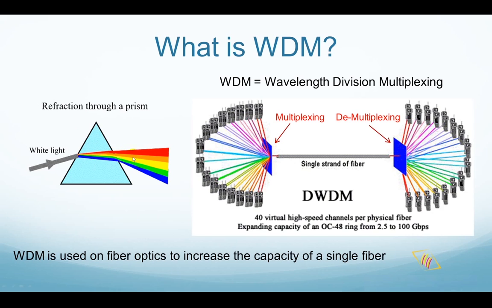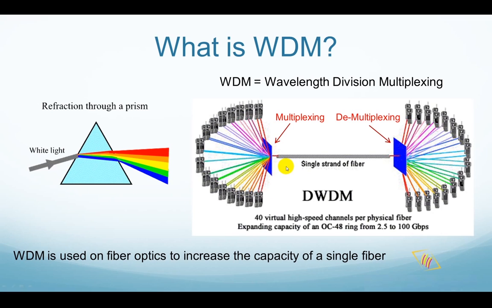into individual colored light beams by a prism, as shown in this picture. Vice versa, individual colored light beams can also be combined into a single white light beam by the prism. That is, if we use the prism in the reverse direction. WDM uses this same idea.